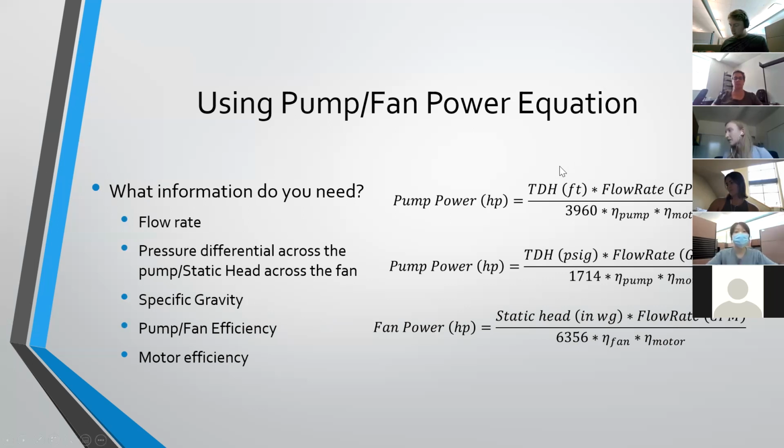So yeah, I won't read through the equations, but you can see them over here, and I've included a couple with different units. This fan one has static head in inches of water column and CFM, and the two pump ones both have flow rate in GPM and total dynamic head, that's what TDH stands for, in feet or PSI. Typically, when I've seen it, pump curves will give you feet of head, but if you're looking at pressure gauges on an actual pump in a facility, those will be in PSI.